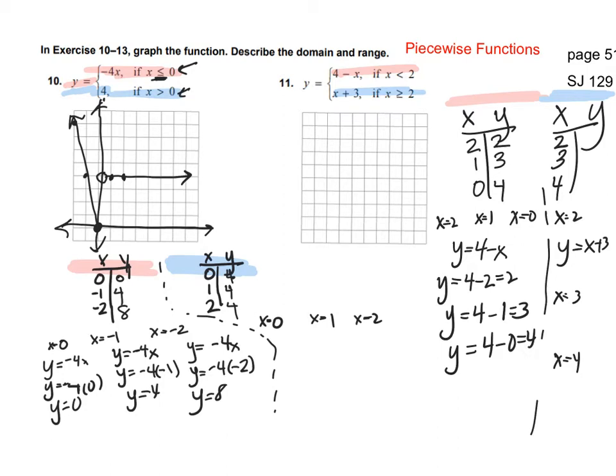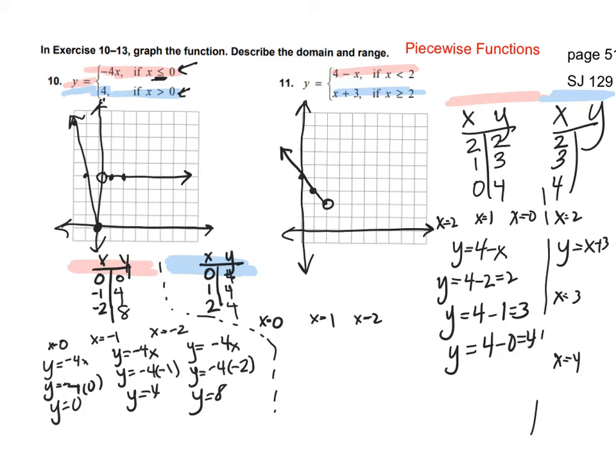I'm going to do this. 2, 2. Oh, and I have to put an open circle, so don't put a dot there. Put an open circle. 1, 3. 0, 4. And draw my piece going up to the left like that.